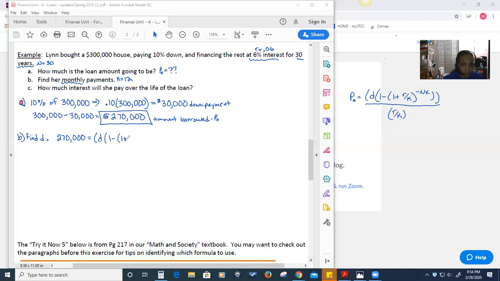1 minus parenthesis 1 plus R over K to the power of negative N times K. So 30 times 12. Close parenthesis, close parenthesis. All divided by denominator, parenthesis, R over K.